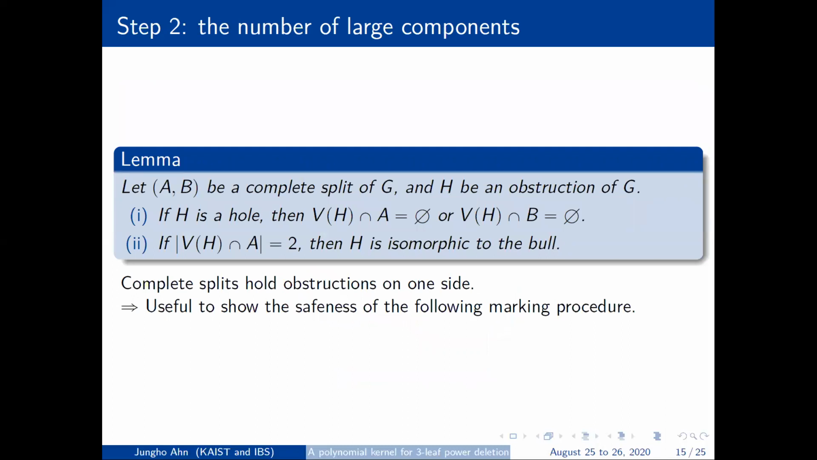Okay, then why are complete splits useful to derive a polynomial kernel? The reason is the following lemma. Let A, B be a complete split of G and H be an obstruction of G. If H is a hole, then H can only use the vertices in one side. And if H uses exactly two vertices in one side, then H is isomorphic to the blue one. This lemma means that complete splits hold obstructions on one side, and it is very useful to show the safeness of the following marking procedure.